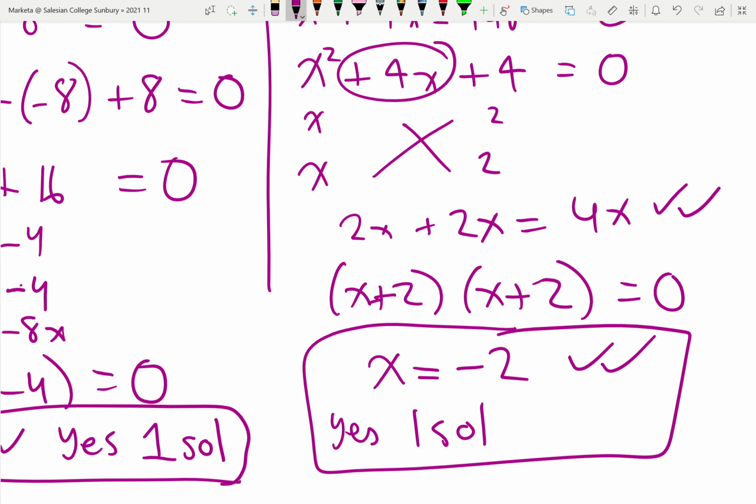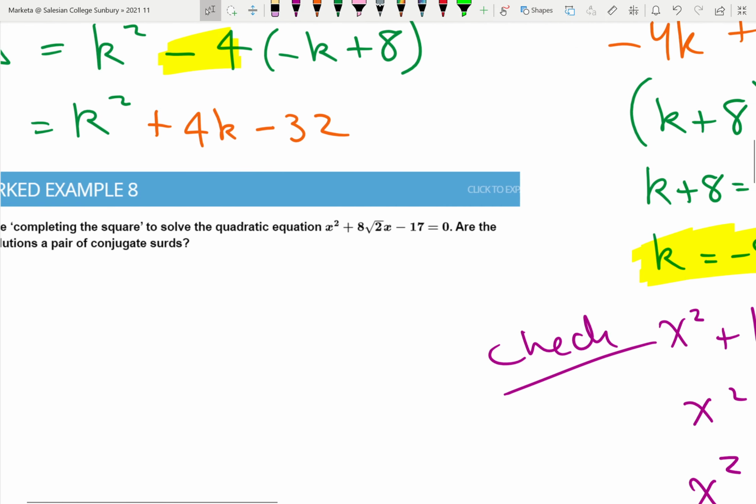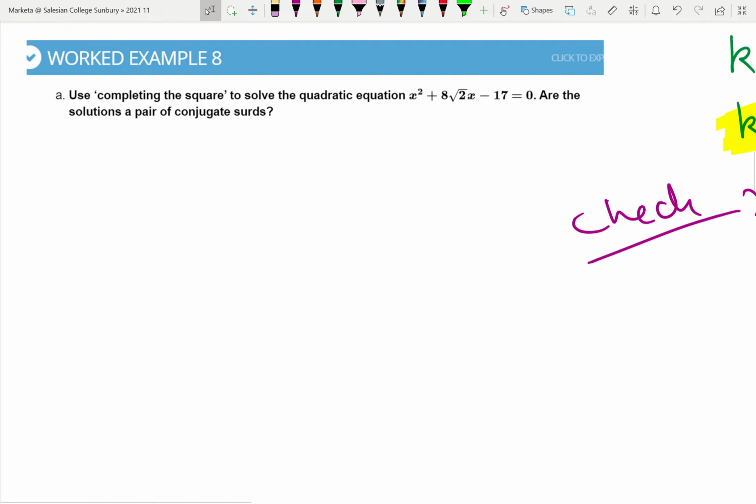So there we go, that's our check there. So quite important to be able to find the value of k. That comes up quite a lot. Let's move to the next one, example 8. Use completing the square to solve the quadratic. Here are the solutions a pair of conjugate surds.